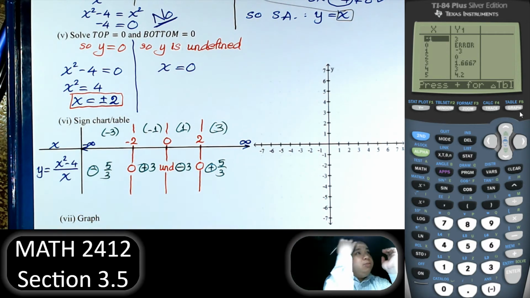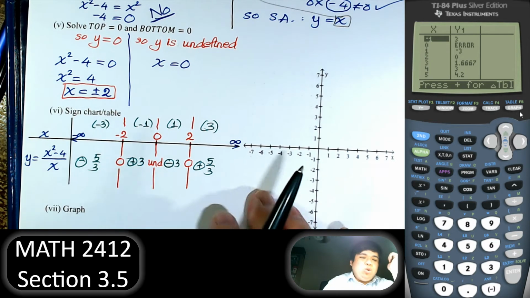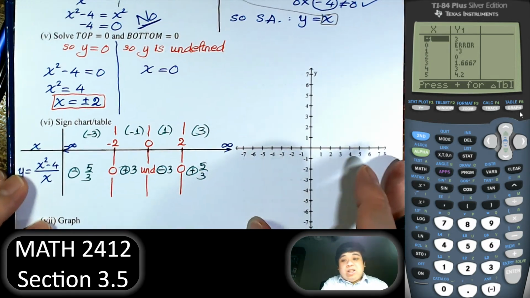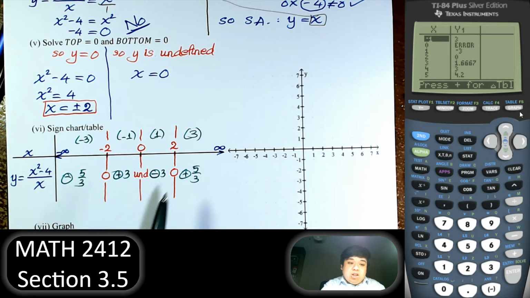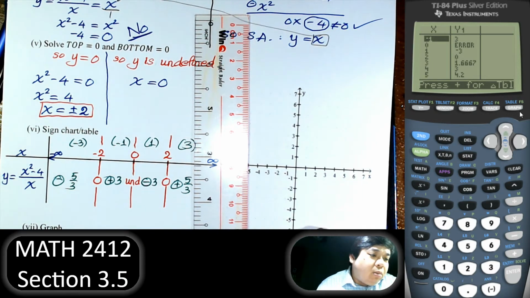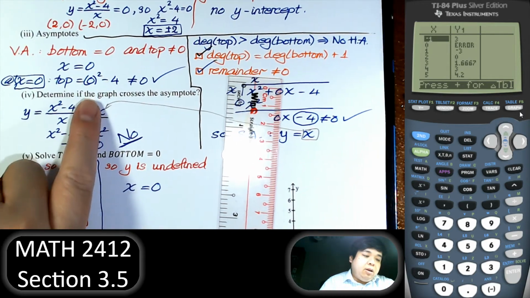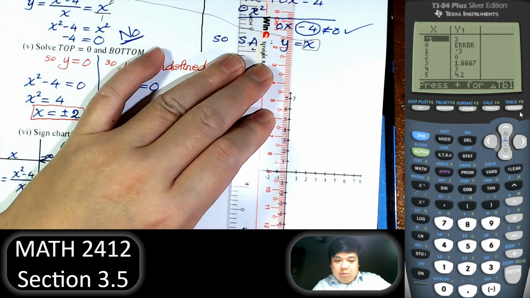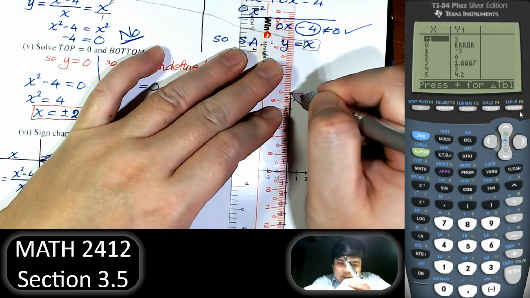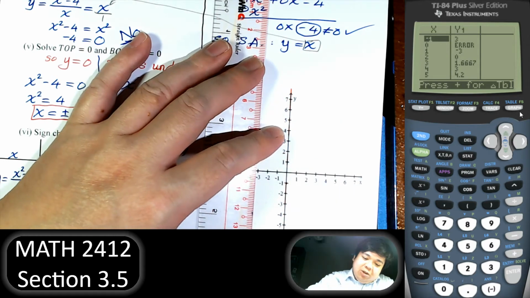Right, so that's what we have. Those are the points and those are the signs. It's good to have the values too because we're going to plot the points anyway. Alright, so first we graph any asymptote. We have 1 vertical asymptote, x equal to 0, which is the y-axis. So this is the vertical asymptote.